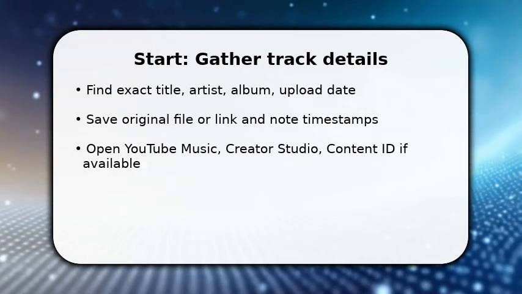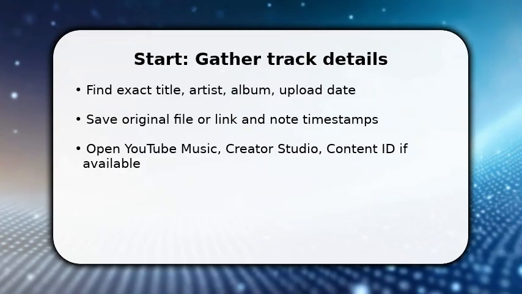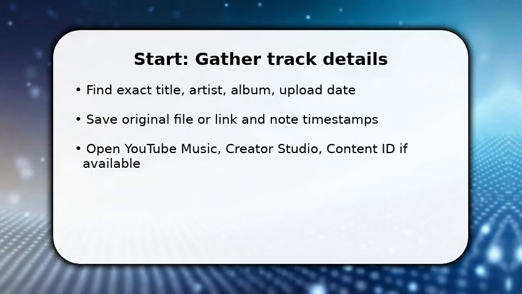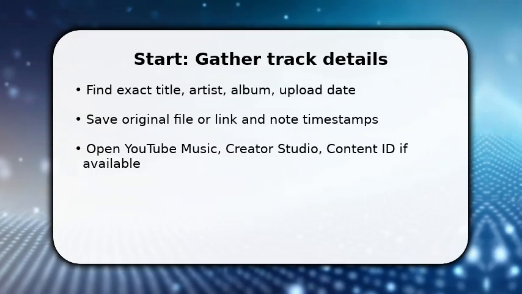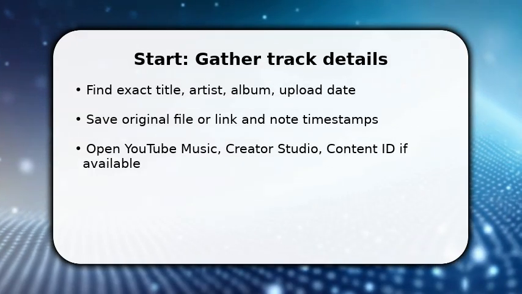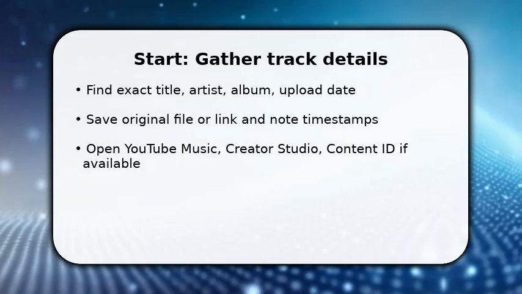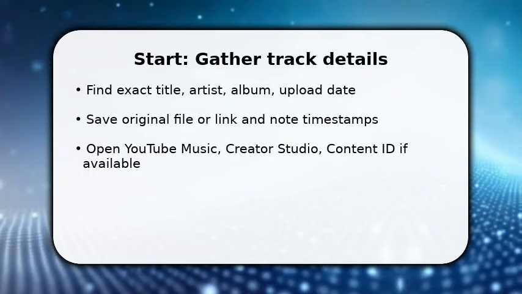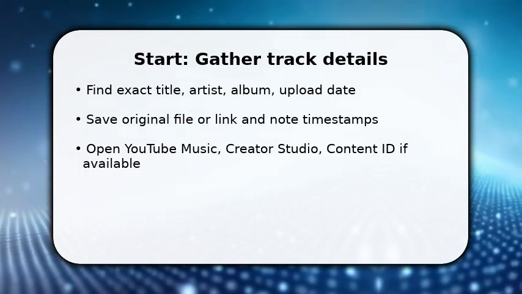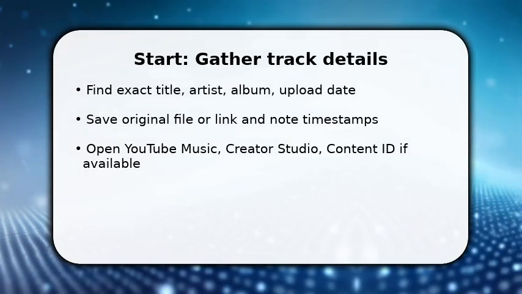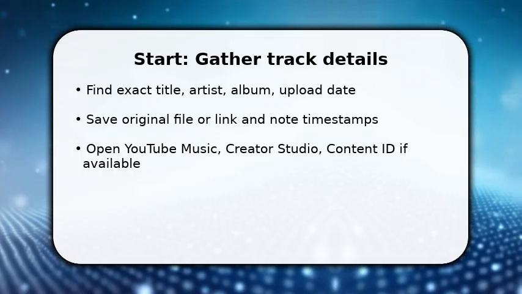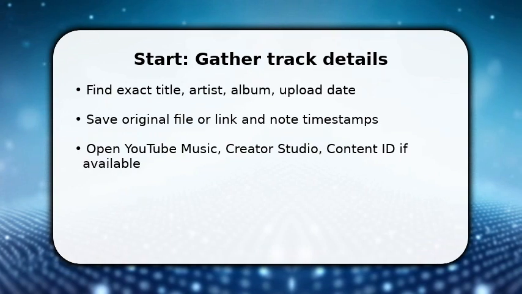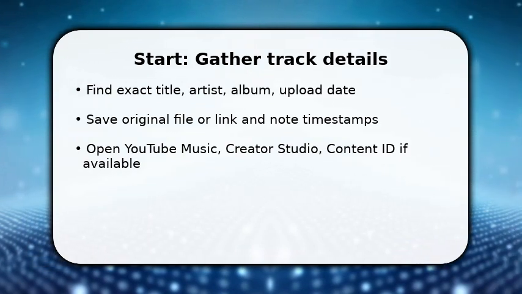You begin by collecting precise track details so you can verify ownership quickly. First, grab the exact title, artist, album, and the upload URL or local file. This reduces false matches. Once done, note timestamps of the segment you care about and any metadata like SRC or publisher names. Make sure to open YouTube Music and, if you have access, Creator Studio or Content ID tools so you can run comparisons and queries without guesswork.